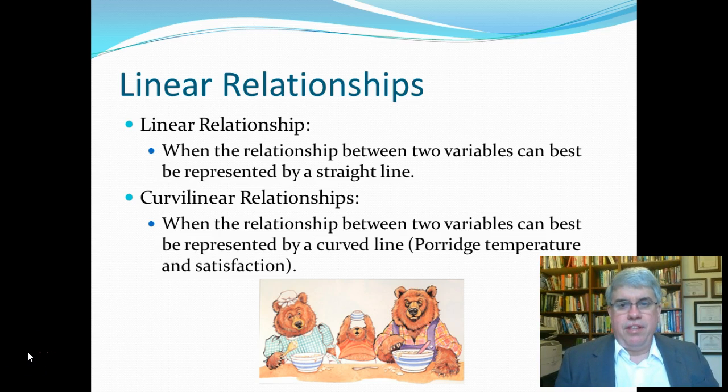Let's talk about the different ways that we can describe relationships between variables. The first way to describe the relationship is that they can be either linear or nonlinear, or curvilinear. Linear relationships are when the relationship between the two variables can best be represented by a straight line.